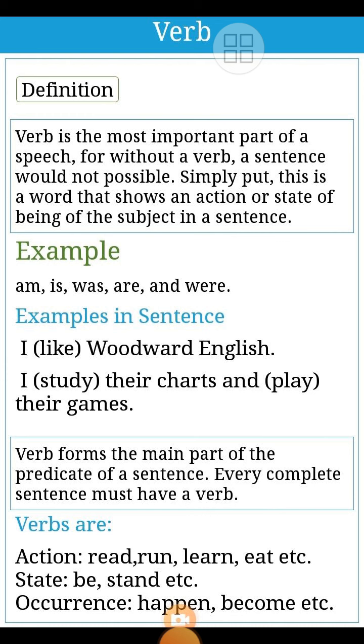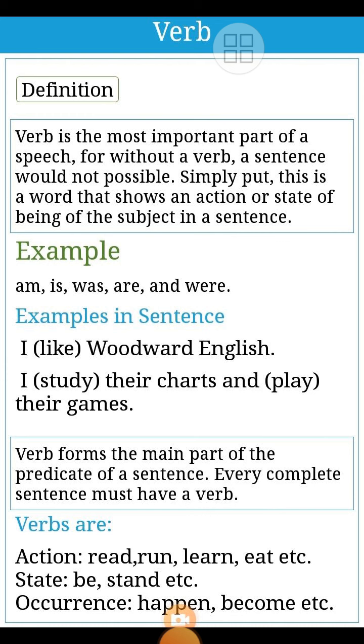Example: am, is, was, are, and were. Example in sentence: I like Woodward English. I study their charts and play their games. Verb forms the main part of the predicate of a sentence. Every complete sentence must have a verb.